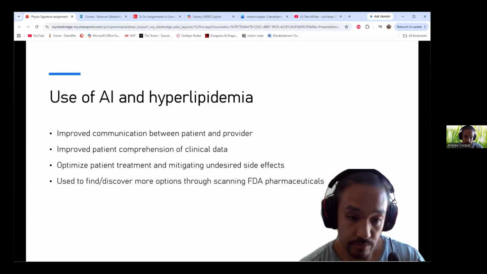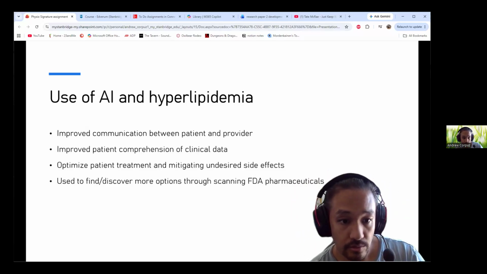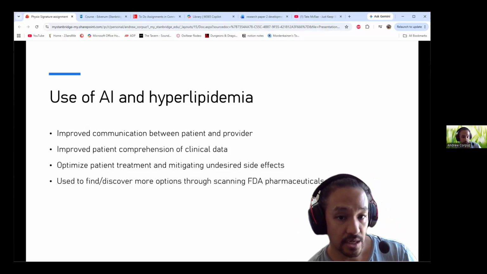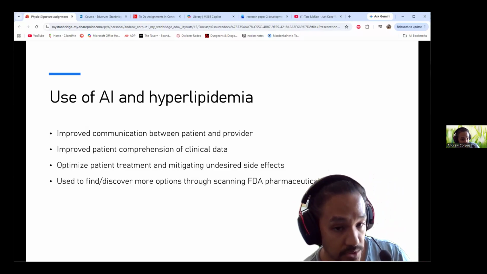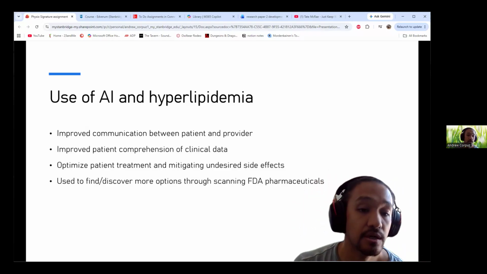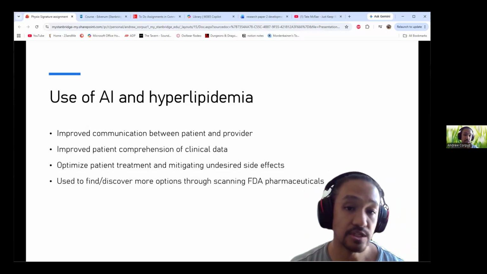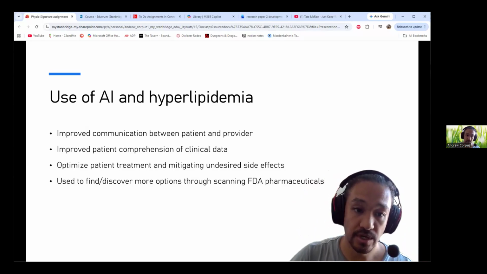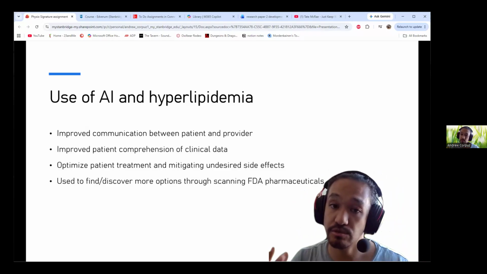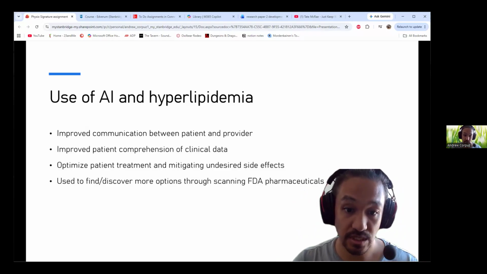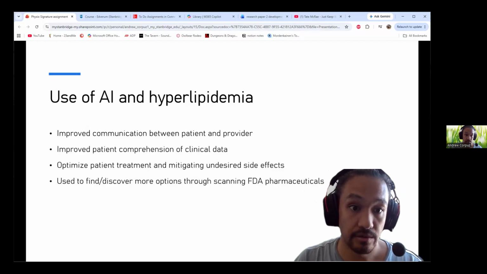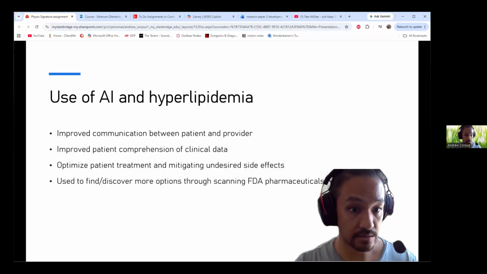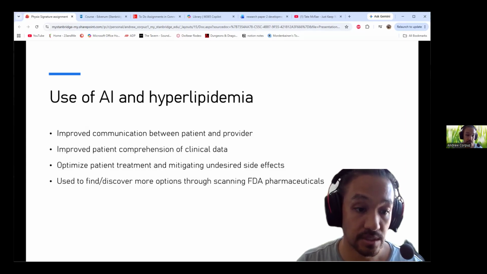Use of AI. Overall, I was looking for if there was a specific AI model in hyperlipidemia, and there wasn't to my knowledge. But AI is still being used in a general sense to help those with hyperlipidemia. And this is being used to improve communication between the patient and provider, because sometimes there's miscommunication that happens or lack thereof. There's going to be improved patient comprehension of clinical data so that the patient can understand what's happening.